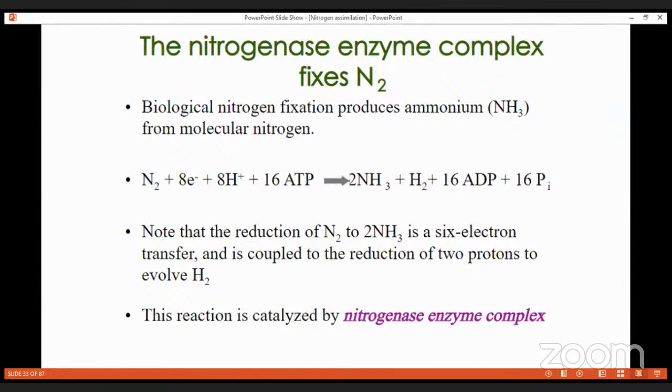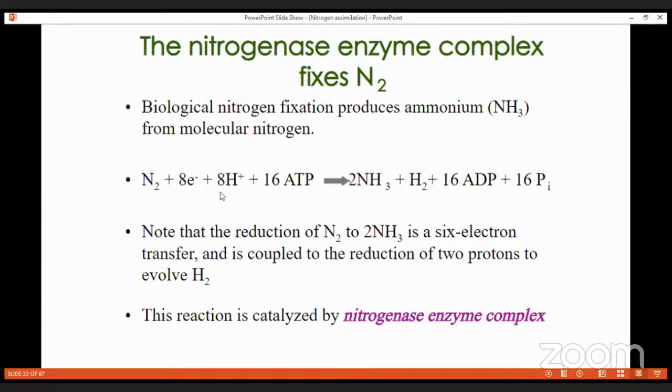The overall reaction of biological nitrogen fixation is this: nitrogen is reduced into ammonium by the utilization of 16 ATP. So this is the question that is asked in so many exams. Earlier they were asking, for fixing a single nitrogen, how many ATPs will be used. So now they are asking how many electrons or hydrogen ions are involved.